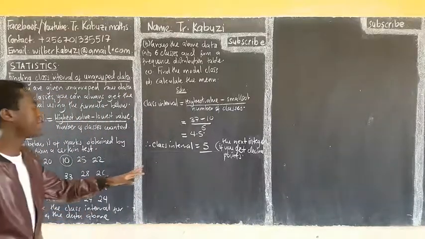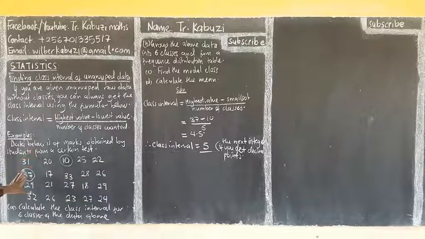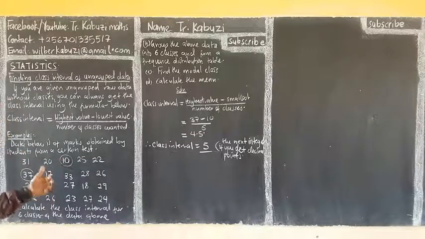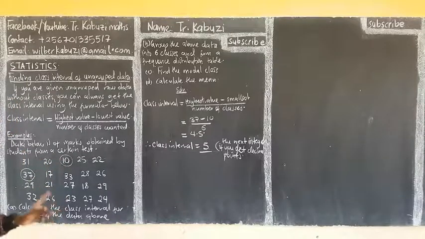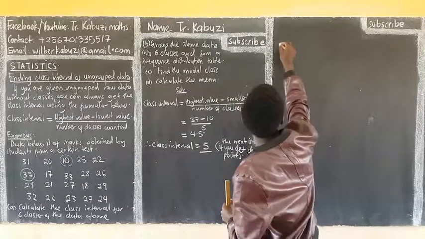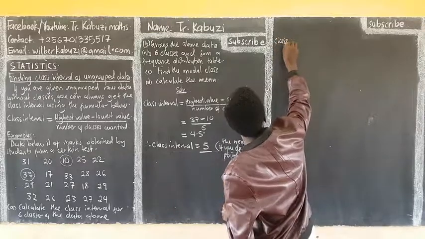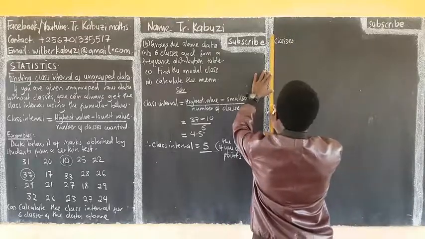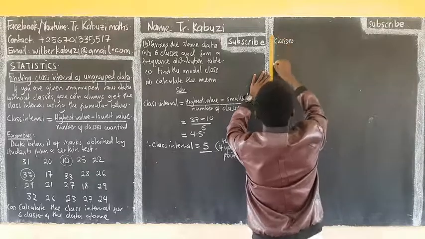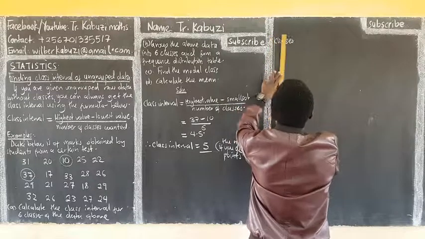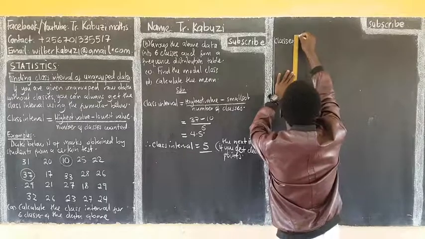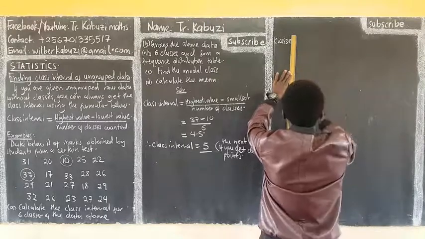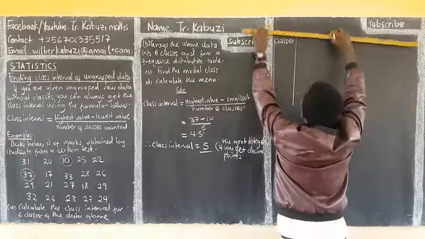So after getting the class interval, I think we can easily get these classes. Our first class is starting from the smallest, then we can know what is going to be our highest class. As simple as that. So now, I'm going to put my classes. I put there the marks, because we are dealing with marks. So I need 6 classes.